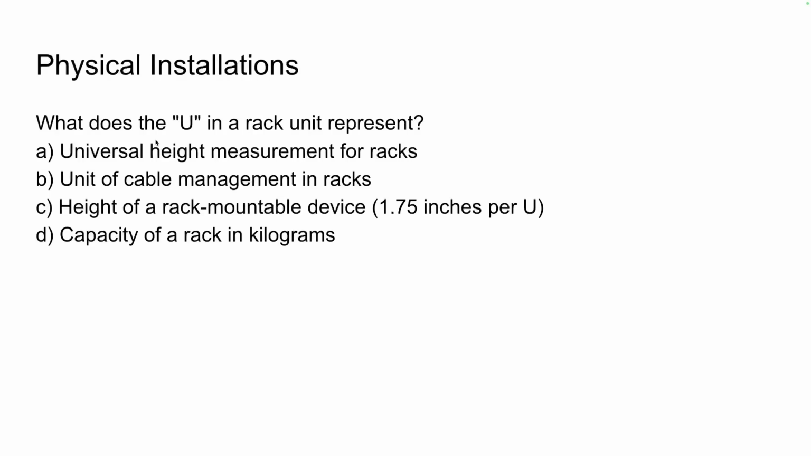So what does the U in rack unit represent? So this is a unit, right? It's the measurement. And I already see it right here. So it's a height of a rack mountable device, and it's 1.75 inches per U. And that would be our answer.